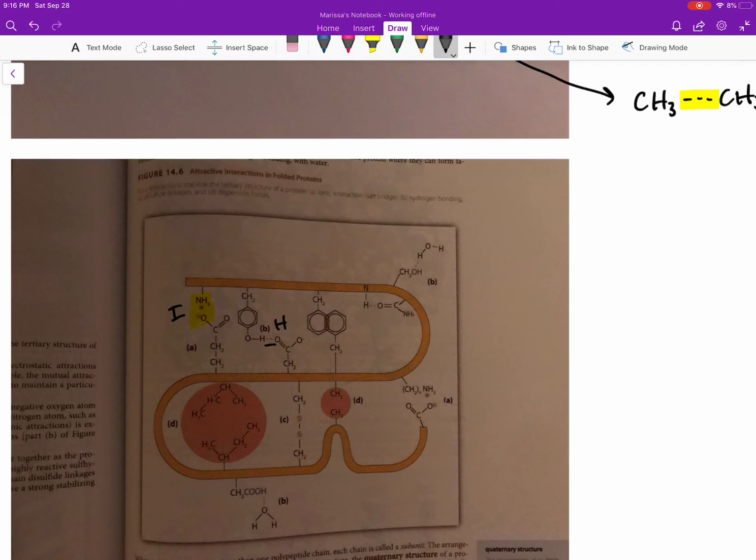At B is another hydrogen bonding. At D here I have dispersion forces, and the rings, it's also dispersion forces. I have ionic bonding over here at A. At C, this is my disulfide bridges. At B, it's hydrogen bonding, and then again at D, it's dispersion.